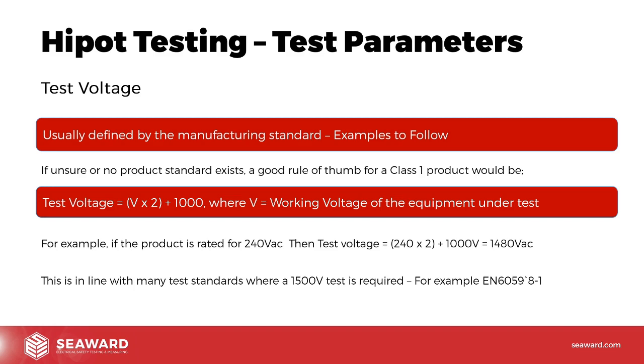Now, this coincides with many of the test standard recommendations. We'll show you that a little bit later. In this particular case, if we use the example 60958, the lighting standard, the recommendation there is a 1,500 volt test. And again, that's replicated through a number of particular manufacturing standards.